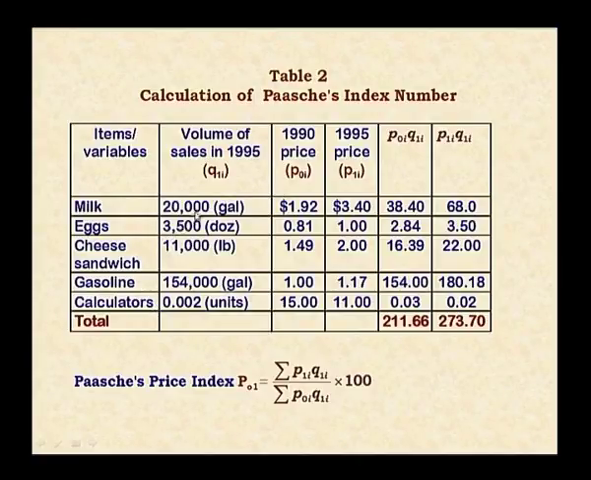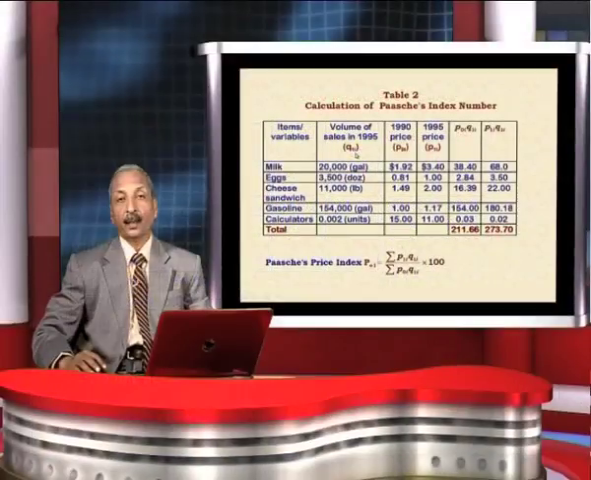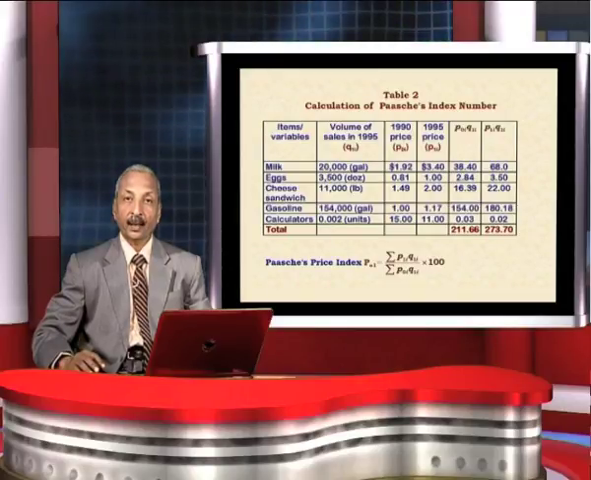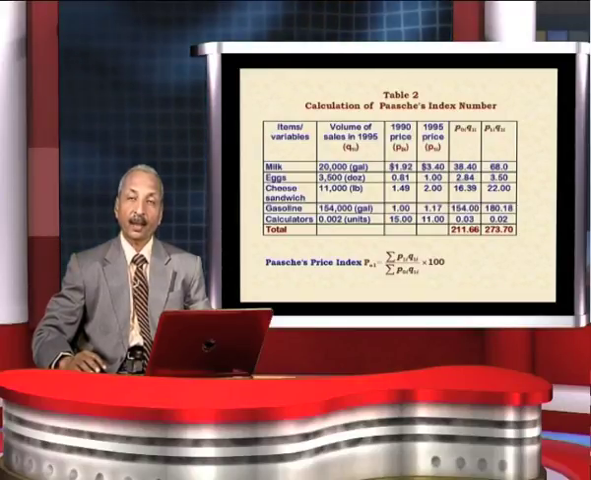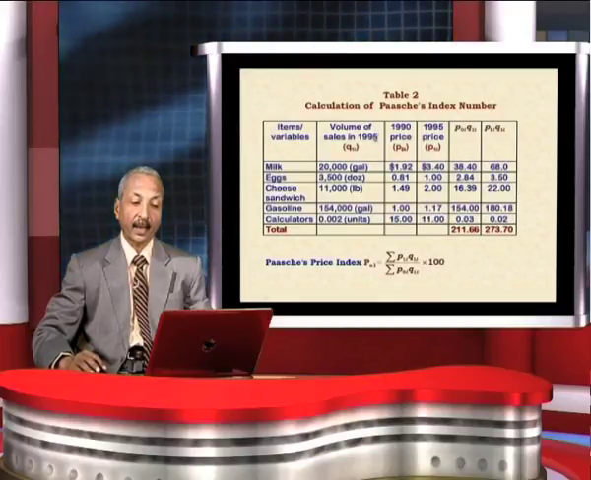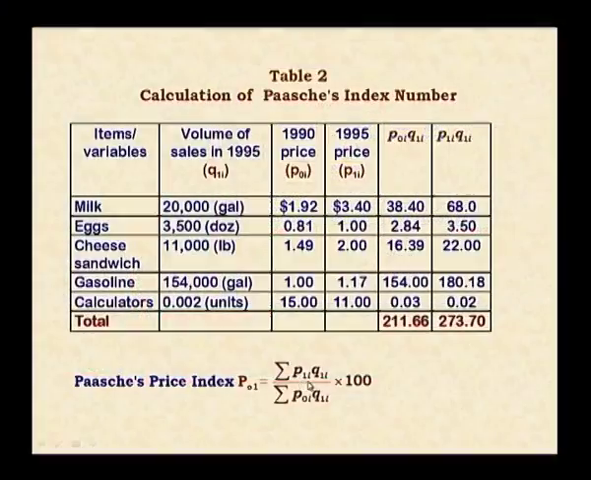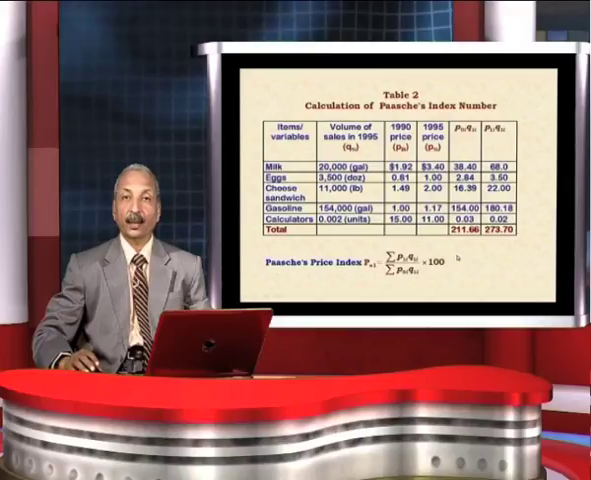Now here we see the change. While constructing the Laspeyres index number, we have considered the quantities of the base year, whereas in this construction we take the quantities of the current year, that is of the year 1995, and then by using the Paasche formula, which we know is sigma P1i times Q1i, and the value of this factor is 273.70, divided by the factor sigma P0i Q1i, which is 211.66. So, this will give me the value of the Paasche index number.